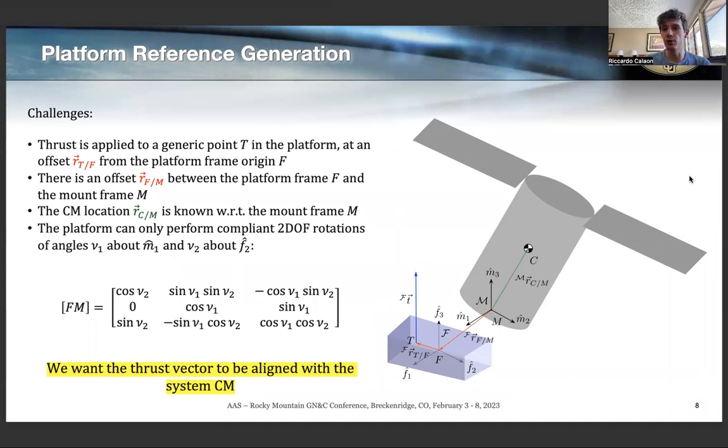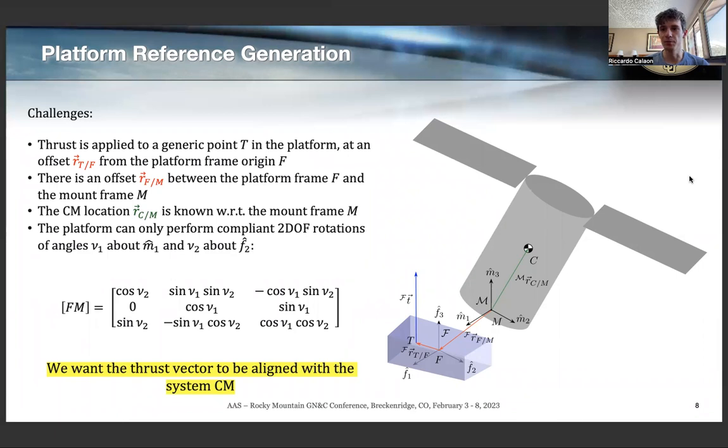There is, in general, an offset between the origin of the F frame and the origin of the mount frame. Moreover, the thruster is expressed in platform frame coordinates, and the application point of the thruster can be in a general point T in the platform. So we cannot, in general terms, assume that the thruster is fired through the origin of the mount frame. Whereas conversely, the location of the center of mass is known with respect to the mount frame.